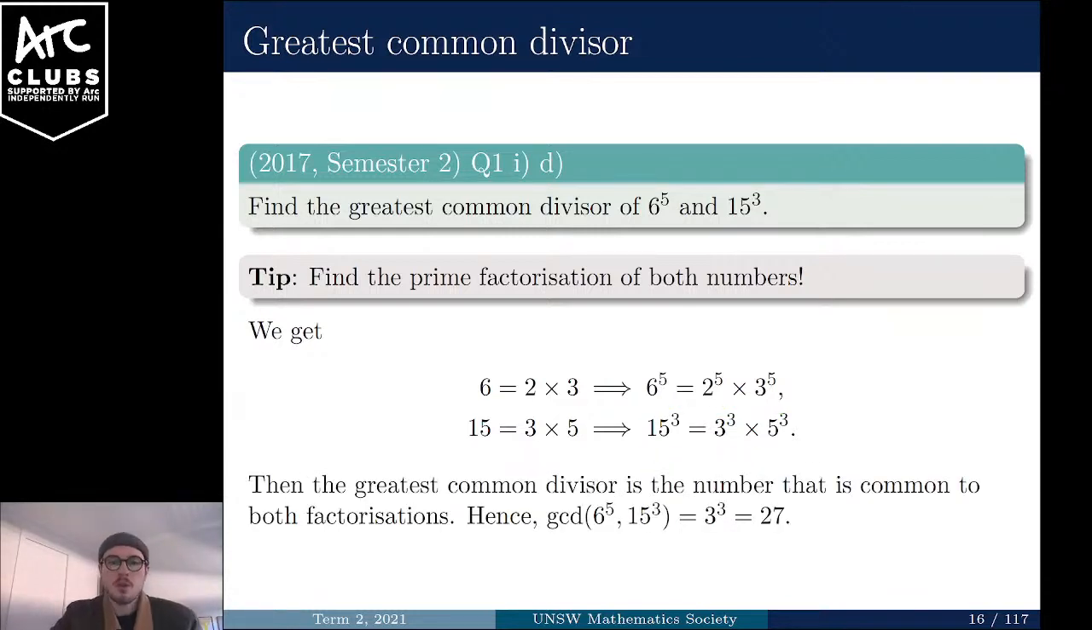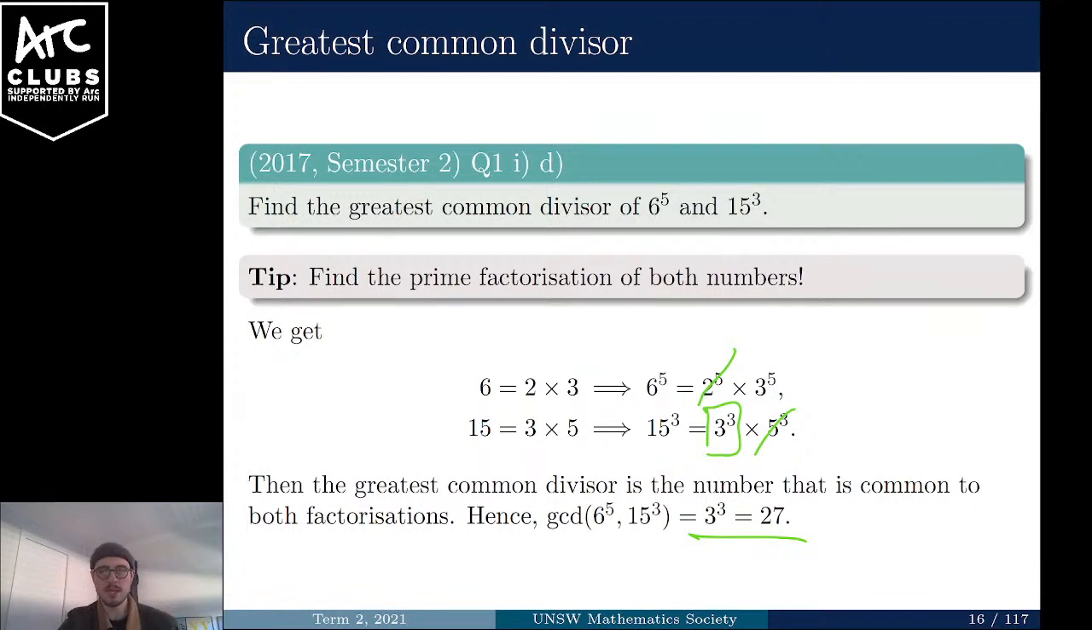Cool. So we have a look at what's in common. So we can see that the 2 and the 5 aren't common, so they're not going to be in the greatest common divisor at all. But we see there's a 3 in both. Okay, so we've got the common divisor. Now what's the biggest one we can make? Well, we see that in 6 to the 5, we've got a 3 to the power of 5 term, but we've only got a 3 to the power of 3 term over here. So therefore, the biggest number that we can divide cleanly into both numbers, because it has to be both, is therefore 3 to the 3. So that's our limit. So then the greatest common divisor is the number that's common to both factorizations, hence the GCD is here, and we can expand that out and call that 27.